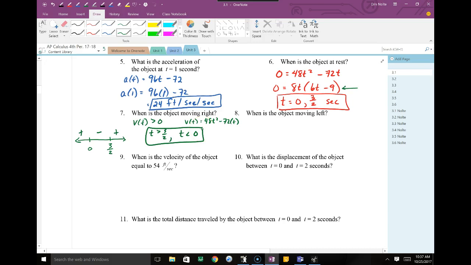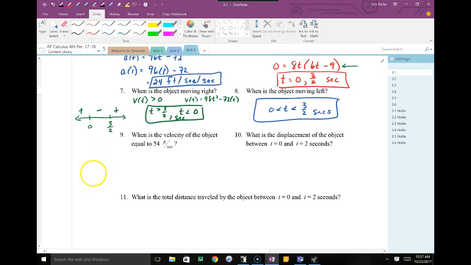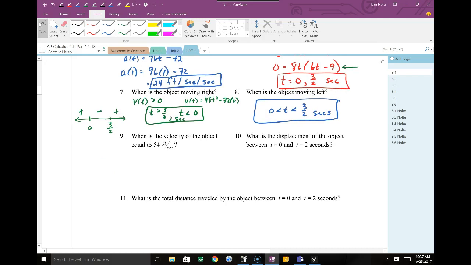Now that makes question number 8 quite easy to answer. When was the object moving to the left? And we probably should label those seconds. Nice labeling, right? Okay. When is the velocity of an object equal to 54? How would I do that question?